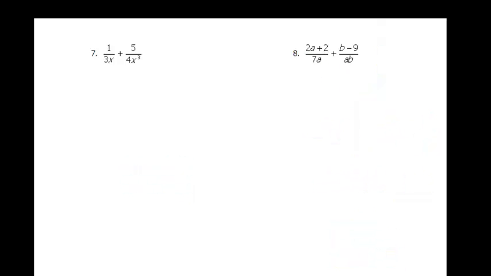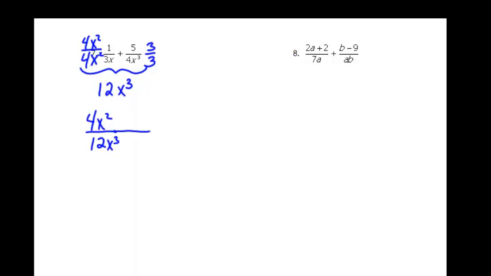Let's go on to number 7. Be thinking of what would be the least common denominator here. The least common denominator is going to be 12x to the third. To get that common denominator, the first fraction needs to be multiplied by 4x squared over 4x squared. The second fraction, just 3 over 3. When I do the math, I get 4x squared over 12x to the third, and I'm just going to go ahead and say plus 15. And again, no common factors, so I'm done.